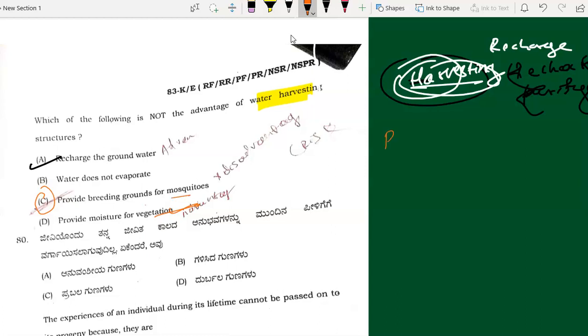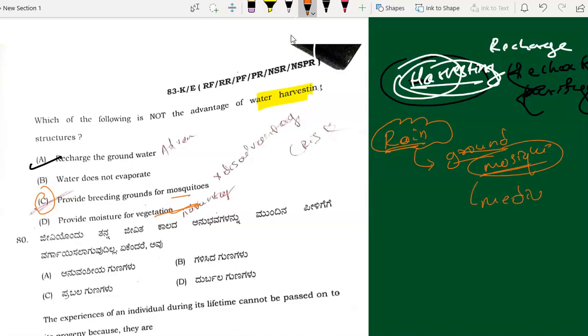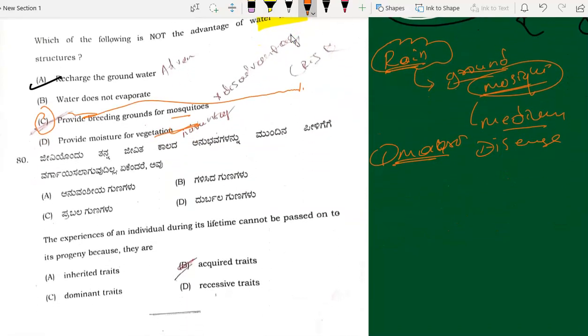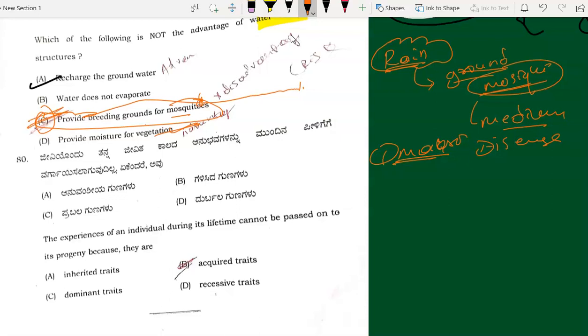If you harvest rainwater, sometimes if you don't maintain it clean, it creates ground for mosquito multiplication. Once mosquitoes multiply, you know, the mosquitoes are a medium for spreading diseases. For example, malaria, which is spread by mosquitoes. So this is one risk factor we have in harvesting of water. Hence I can say this is your disadvantage. Option C is your answer.